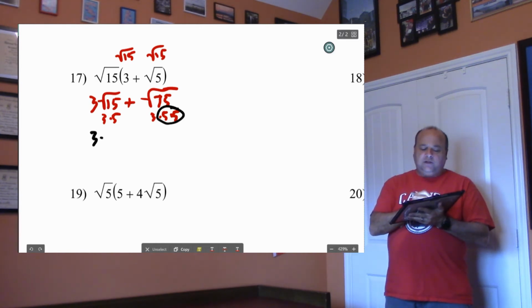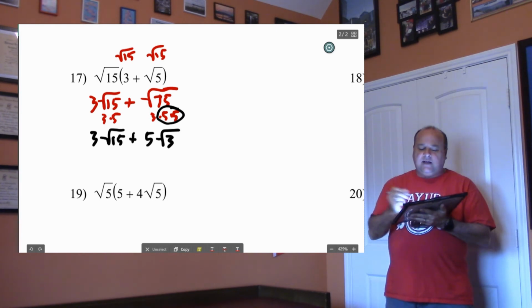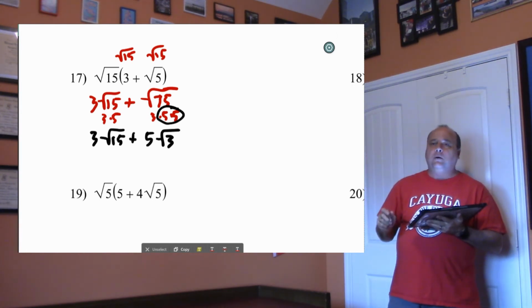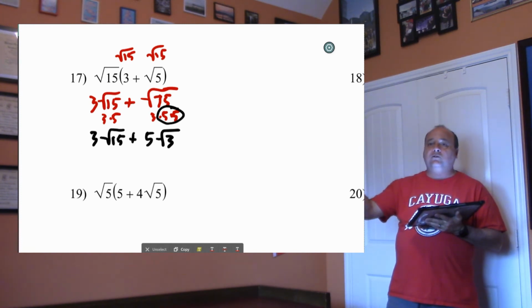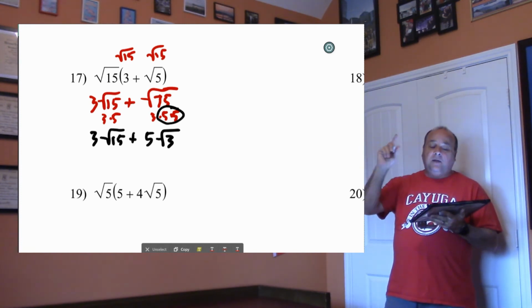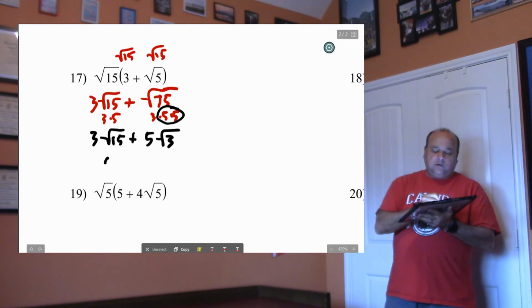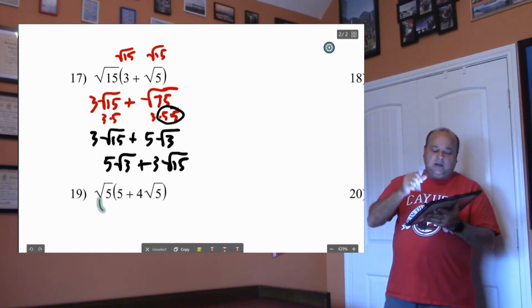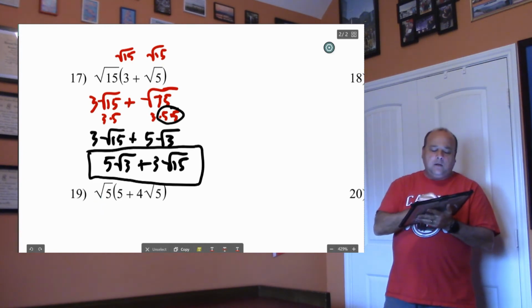So I'm going to get 3 square root of 15 plus the 5 pulls out and the 3 stays inside. The only thing I have to do now is change the order, right? I cannot add the square roots up because they're not the same, but the 3 should go first. So the final answer will be 5 square root of 3 plus 3 square root of 15. In your answer, you want the square roots to go from small to big.